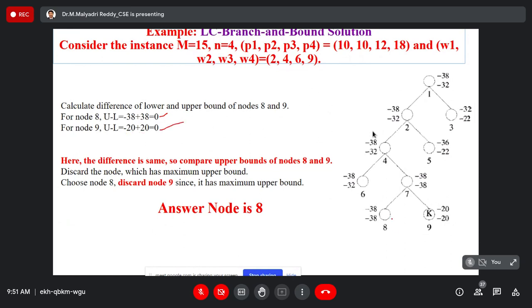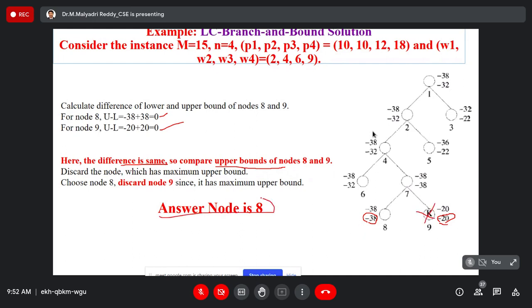The 8 and 9 nodes have the same difference. At that time, the rule is: if the difference is the same, compare the upper boundaries of the two functions, 8 and 9. So it is minus 20 and minus 38. Discard the node which has the maximum upper bound. From minus 38 and minus 20, the maximum is minus 20. Why? Because generally the magnitude of 38 is greater than 20, but in negative values, minus 20 is greater than minus 38. So discard the ninth node, simply kill it.